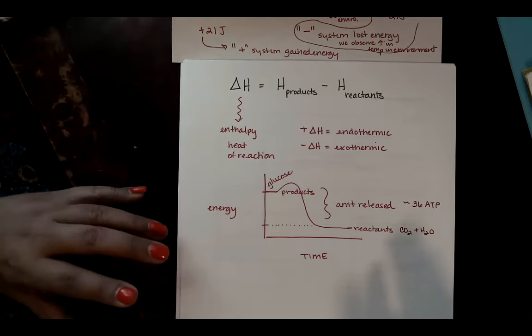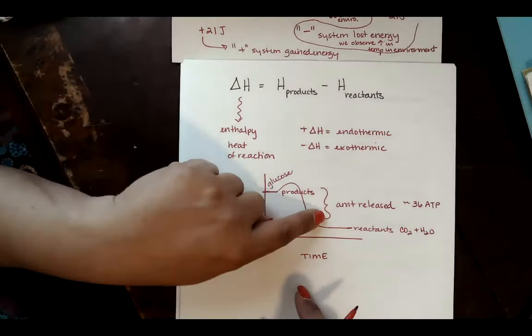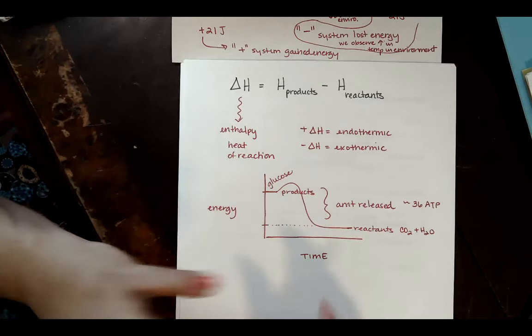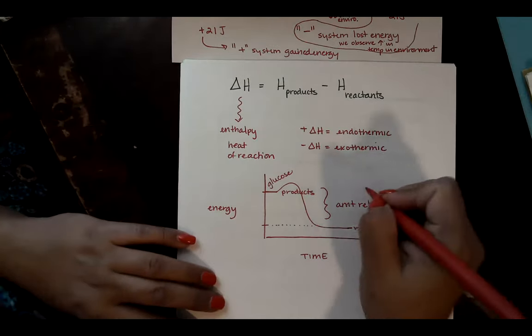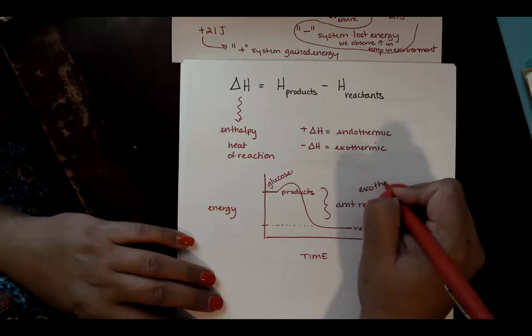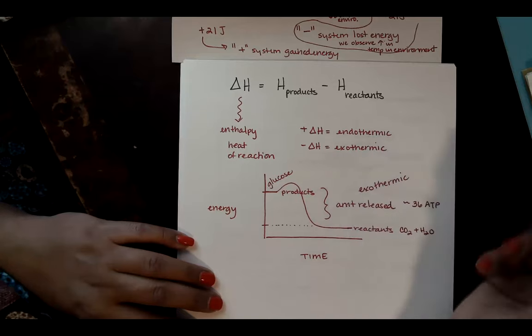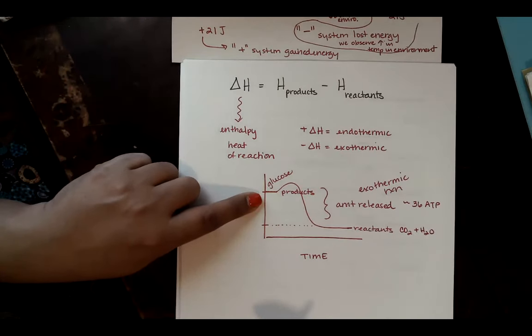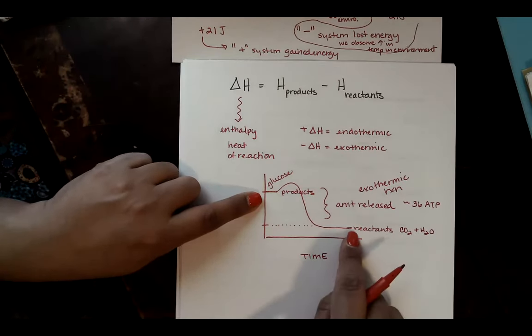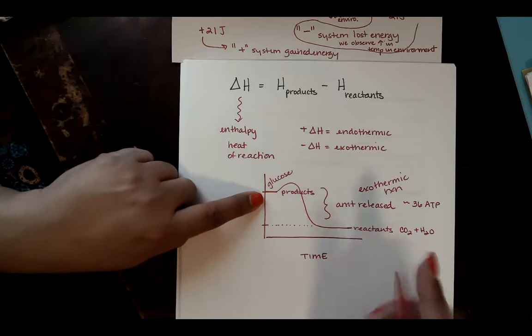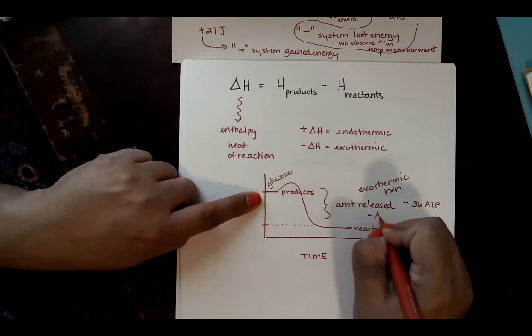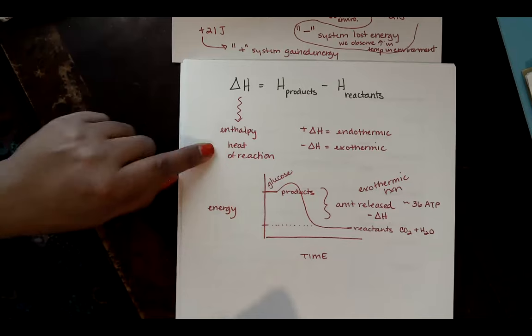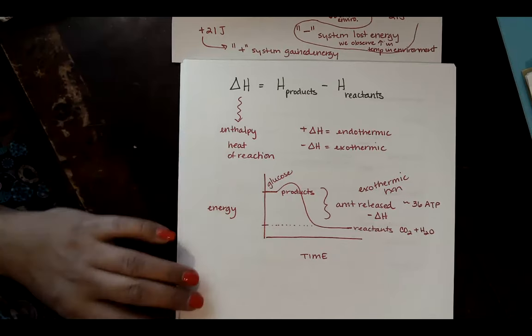But if we're not in a biology class, then we can say this is the amount of energy released. It still ends up being an exothermic reaction. This is what an exothermic reaction diagram looks like: the products end up having less energy than the reactants do. And so you end up with a negative delta H, or a negative enthalpy of the reaction.